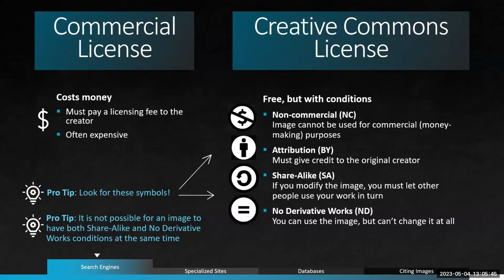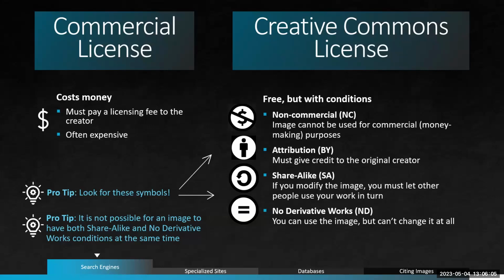By contrast, images under a Creative Commons license are free to use, but may have some restrictions on how you can use them. The non-commercial condition means that you can't use the image on anything where you expect to make serious money. The attribution condition means that you can use the image, but must give credit to the creator, such as linking to the source image or including a citation.